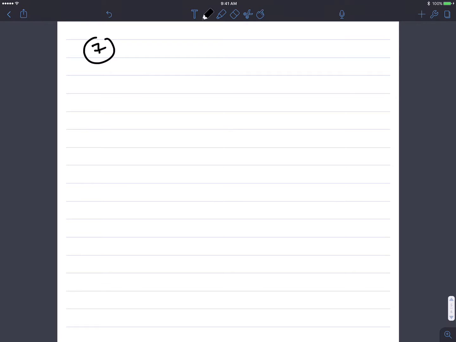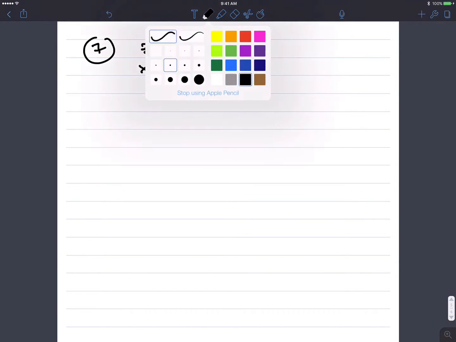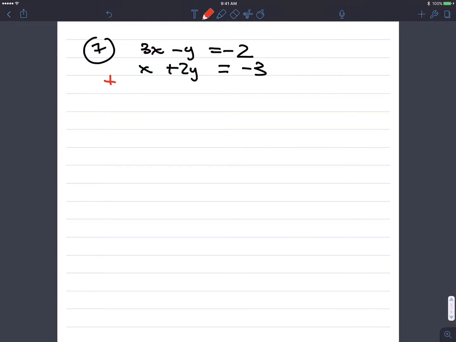Number 7. 3x minus y is -2. x plus 2y is -3. We're going to use the addition method so that we can eliminate a variable.